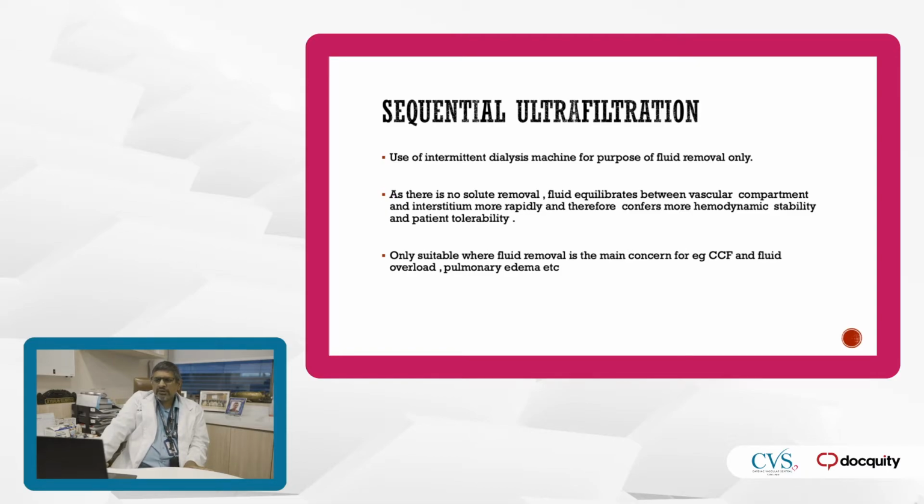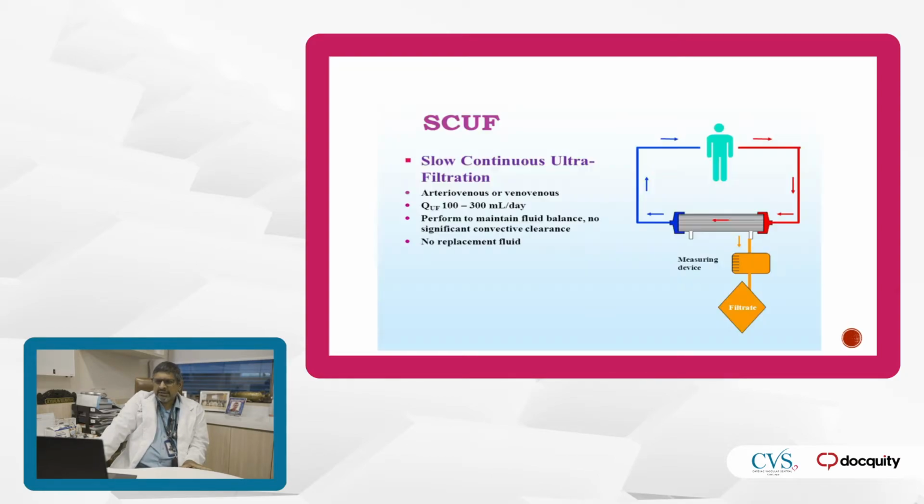Since there's no solute removal in sequential ultrafiltration, the fluid equilibrates between the vascular compartment and interstitium more rapidly, and therefore doesn't disturb the hemodynamics as much as hemodialysis does. So, fluid removal ultrafiltration can only be done when the main concern is fluid: CCF, fluid overload, pulmonary edema. If you have acidosis or uremia, etc., then you cannot do sequential ultrafiltration.